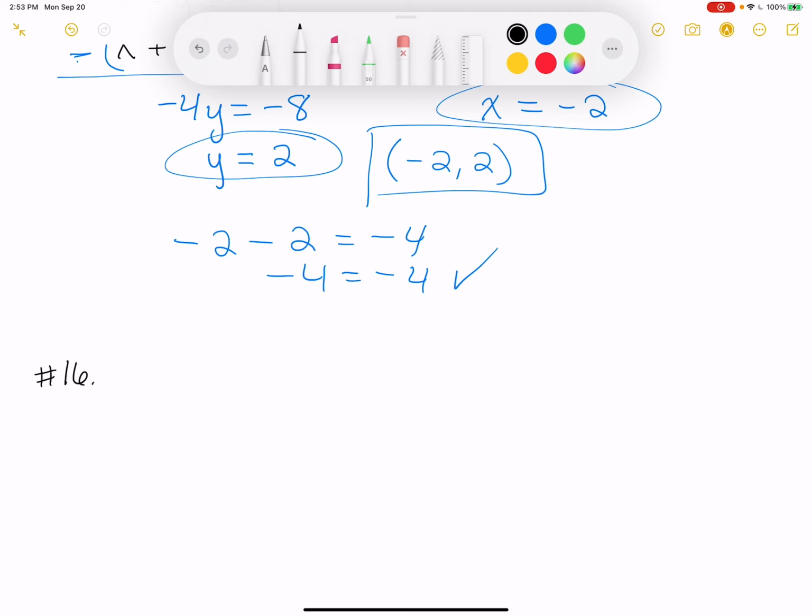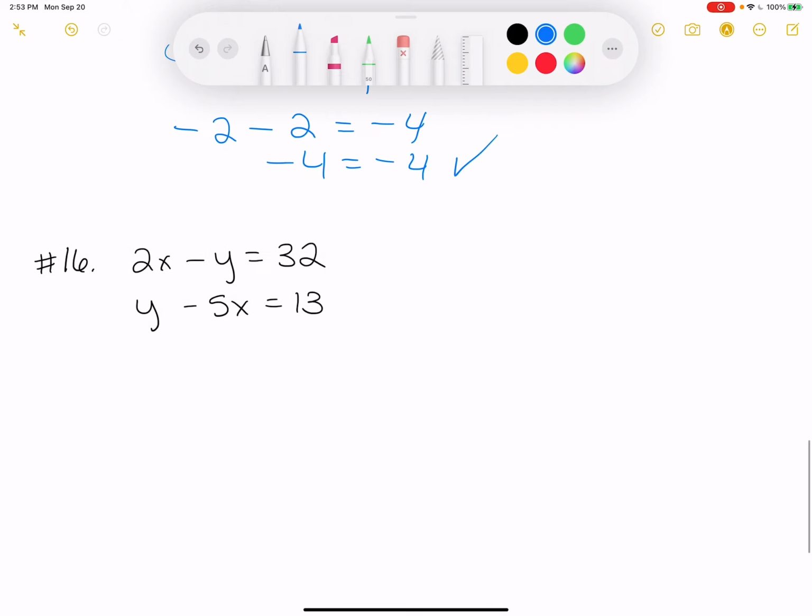So with one like 16, it's 2x minus y equals 32, and y minus 5x is equal to 13. What do you notice by looking at this one? What's different about it than the other problems? It's not in order. Yeah, they're not lined up correctly. So in this case, at least they're all on the left side, so all I need to do is rewrite them in the right order.